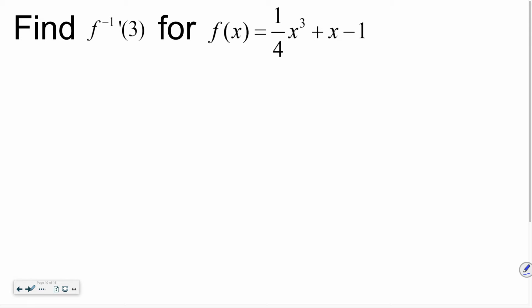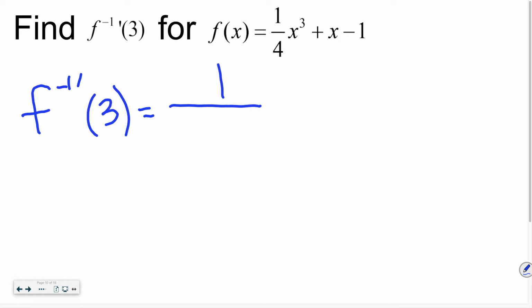Okay. If we want to find f inverse, are you done? All right, let's put it back in there. The derivative of f inverse at 3, we need 1 over f prime of f inverse of 3. Right? That's just the rule right there, but I just put a 3 in instead of x.